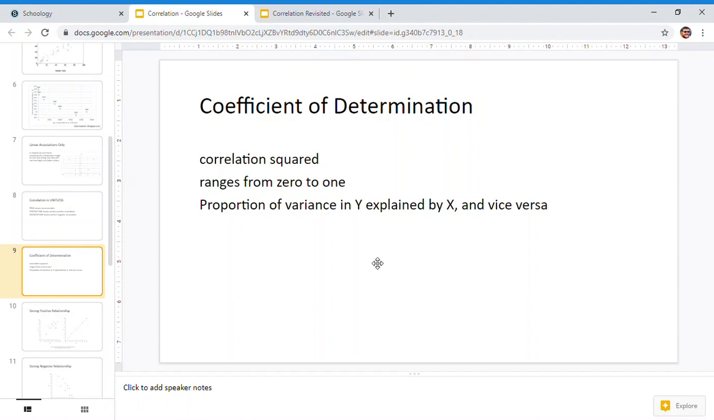And if you square the correlation, you get this thing called the coefficient of determination. So that's going to always be positive. It's going to range from 0 to 1. And it's a measure of how strong the relationship is. And it's actually quantitatively the proportion of variance in y explained by x and vice versa. Which means that there's shared information between the two of them. If they have a high correlation, if x is above the mean, then y will be above the mean also.